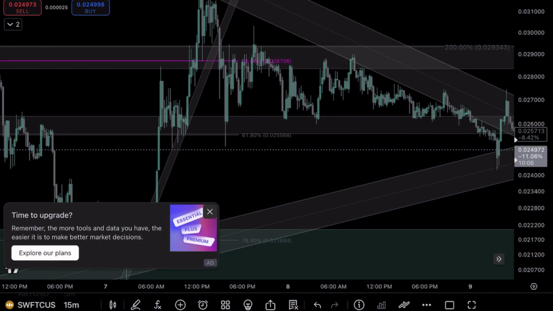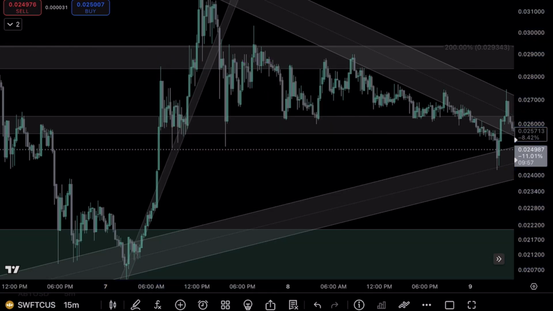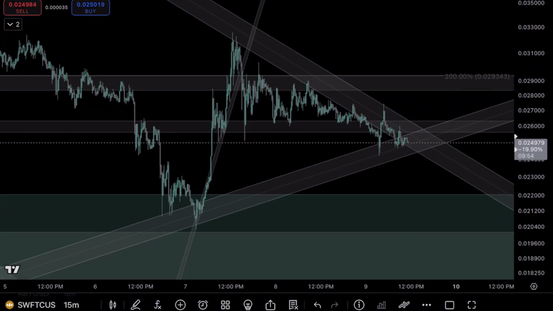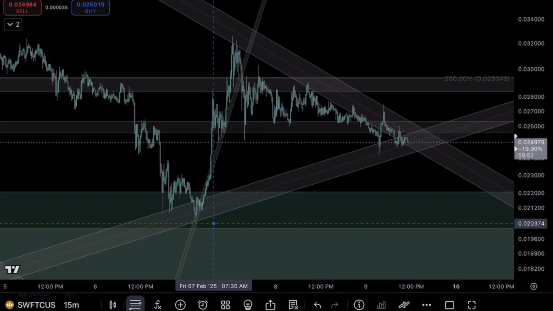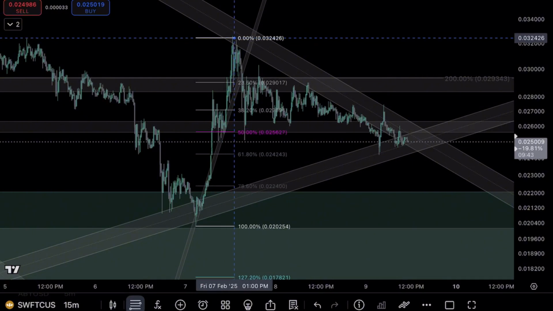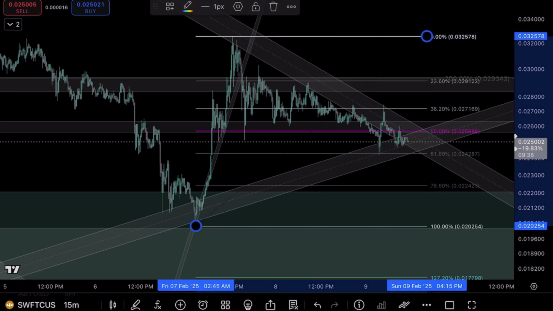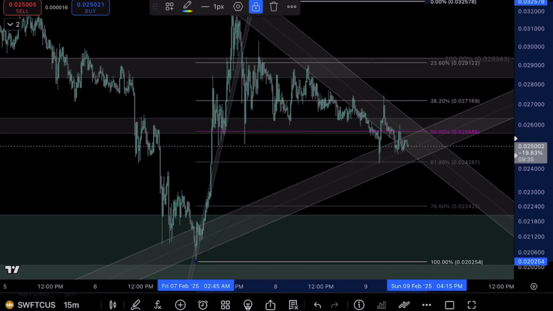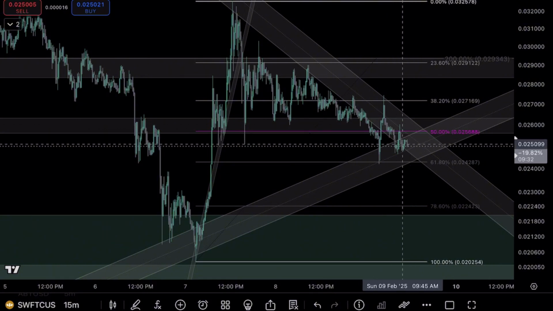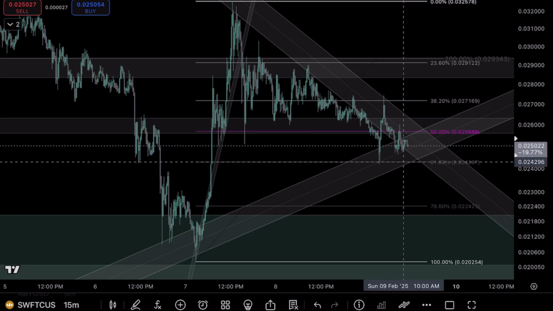All right, and I can get rid of this fib. And then now I just need to draw a new fib, right? Based off of this bottom right here to this top up here, right? This top right here. And then drag it across. Right? So we see we are below the 50%. So I want to see it react to this.